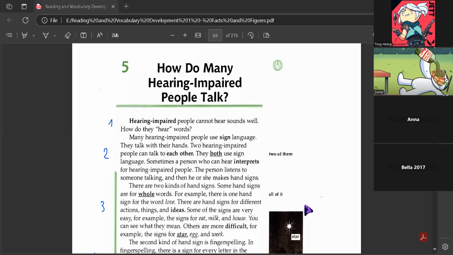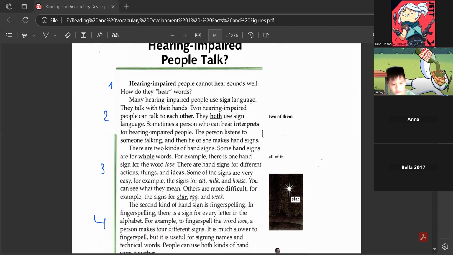Right. Okay, so before we move on to our lessons, I would like to invite you guys to read this paragraph once again. How do many hearing impaired people talk?